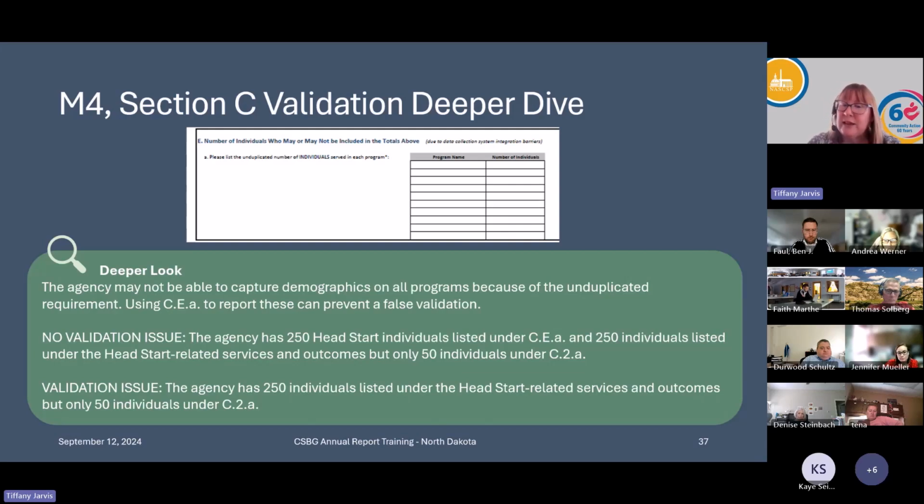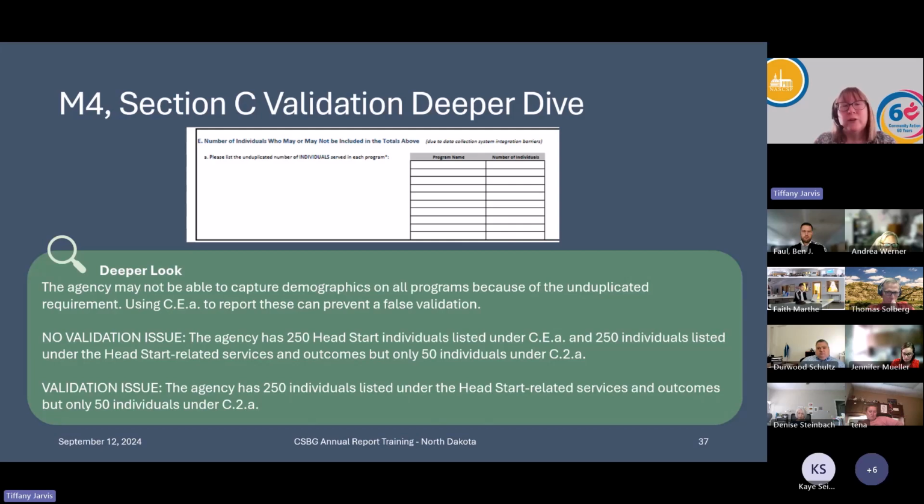So no validation issue is the agency's reporting 225 or 250 Head Start individuals under the CEA, and 250 individuals are listed under the Head Start related services and outcomes, but we only see 50 under 2C, C2A, which is the demographic of 0 to 5. This is no validation issue because you've already told me under CEA that you have 250 kids that you're not including under 2A. But a validation issue is if you do not put the Head Start number down there under CEA, and you do report 250 under your Head Start related outcomes and services, because we only have that 50 to compare it to, then it's going to be called out as a warning because it's incongruent.